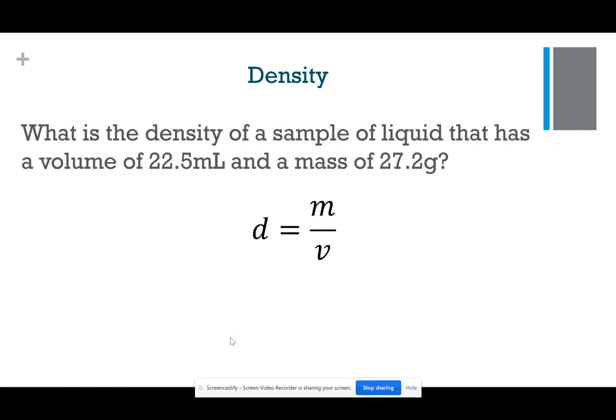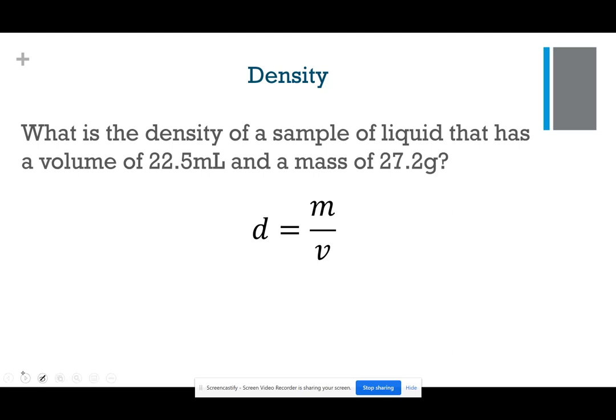So what we're going to do here is just a quick plug and chug problem, just to get us used to using this density equation. So what is the density of a sample of liquid that has a volume of 22.5 mL and a mass of 27.2 grams? One of my jobs as a chemistry instructor is to teach you how to organize your thoughts. It's silly on a problem like this that seems pretty simple and straightforward, but if you lay a good foundation of organizing your thoughts, it'll be very useful when we get to much more difficult math problems.